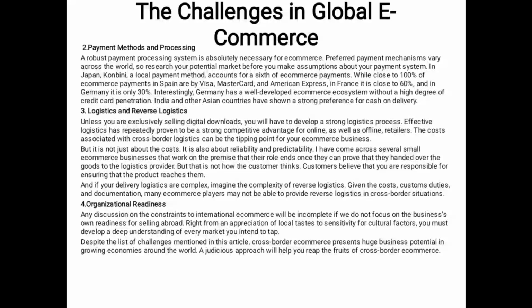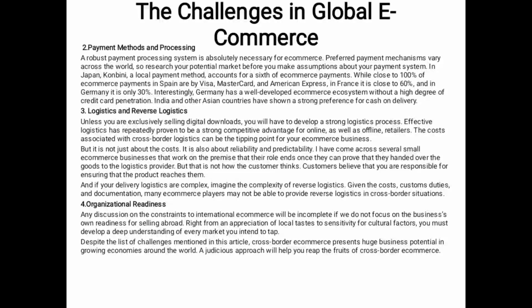So next challenge is the payment methods and processing. A robust payment processing system is absolutely necessary for e-commerce. Preferred payment mechanisms vary across the world. So research your potential market before you make assumptions about your payment system.